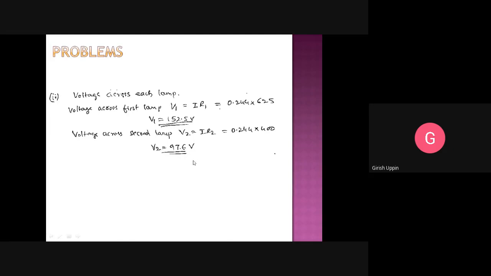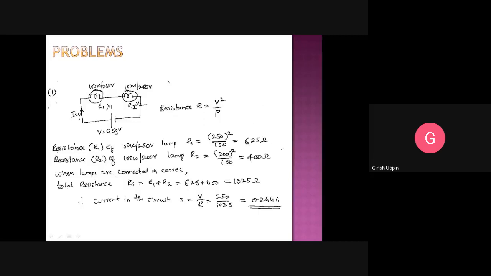And as in the previous case, if you calculate V1, V2 can be calculated as V2 is equal to V minus V1. That is the principle: the applied voltage is equal to the sum of the individual drops across the series combination. In this case, V is equal to V1 plus V2. And one more thing: if you calculate using I into R1 and I into R2, sometimes you will see there is a little rounding error. Both must add together to 250, but because of the rounding that you use, you will get a slightly lesser value.